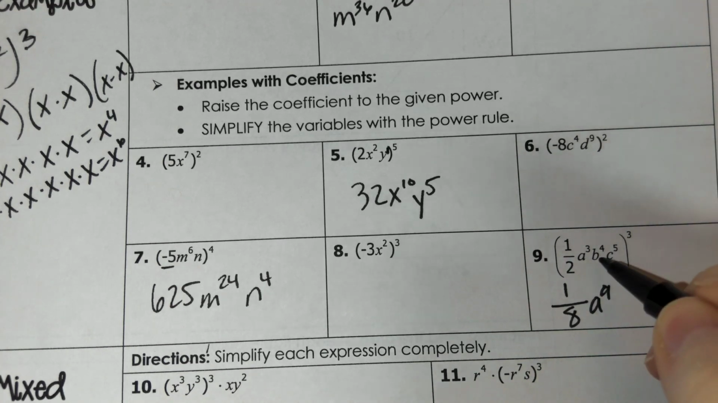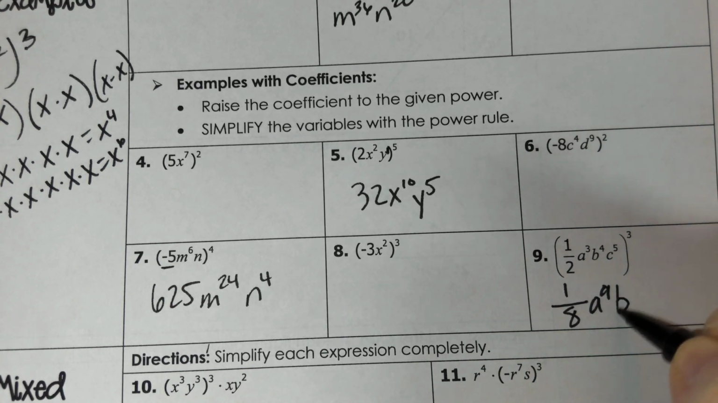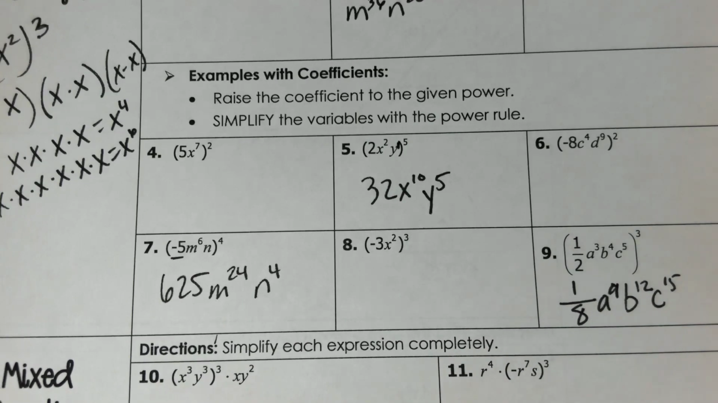Interruption there. B to the 4th power raised to the power of 3 becomes b to the 12th power, and then c to the 5th power raised to the power of 3 is c to the 15th. Okay, so we end up with 1/8 times a to the 9th power, b to the 12th power, c to the 15th power as our final answer.